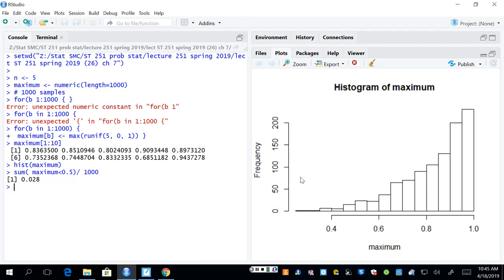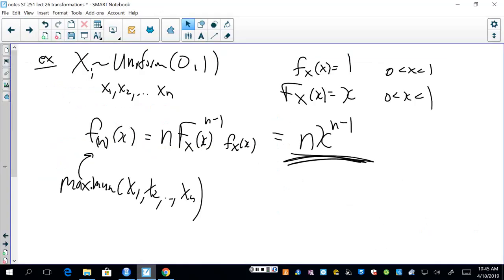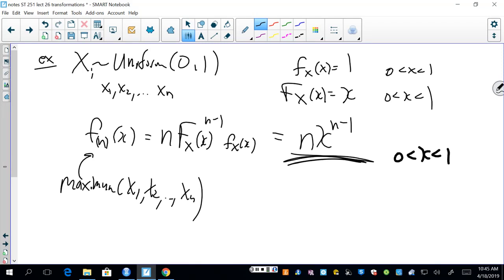And so that's the density function for the maximum. And if you graph this function for x going from 0 to 1, it's going to follow that shape. It decreases quite a lot as x gets smaller, right? Raising it to the fourth power is going to make that much smaller. That's the density for the maximum.